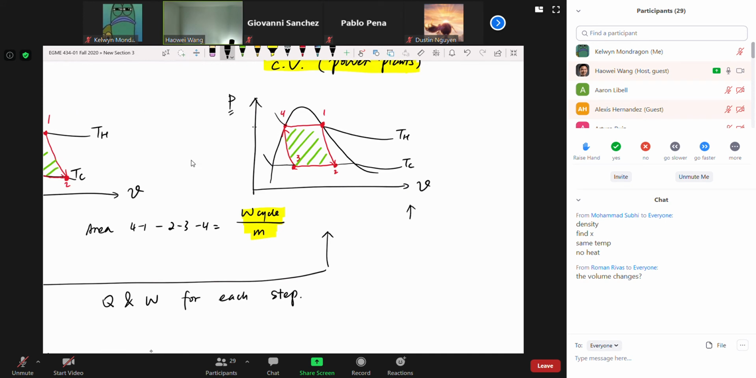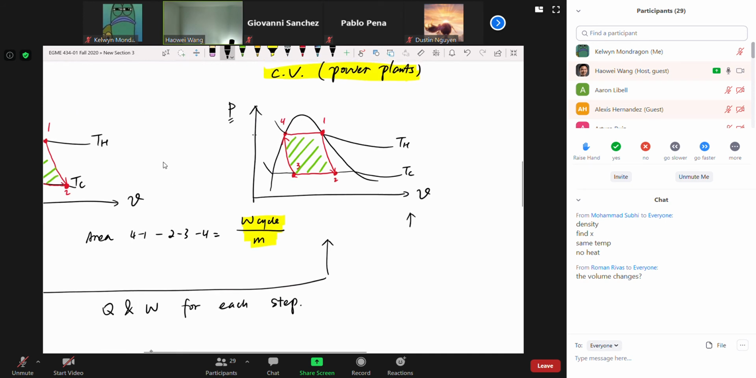We'll use the power plant as the example. The control volume one. Process 4 to 1. What is the Q dot? What is the W dot CV for process 4 to 1? Do you have a plan? We use the power plant as one example. Now, going through process 4 to 1. What is the Q dot? What is the W dot CV for 4 to 1?